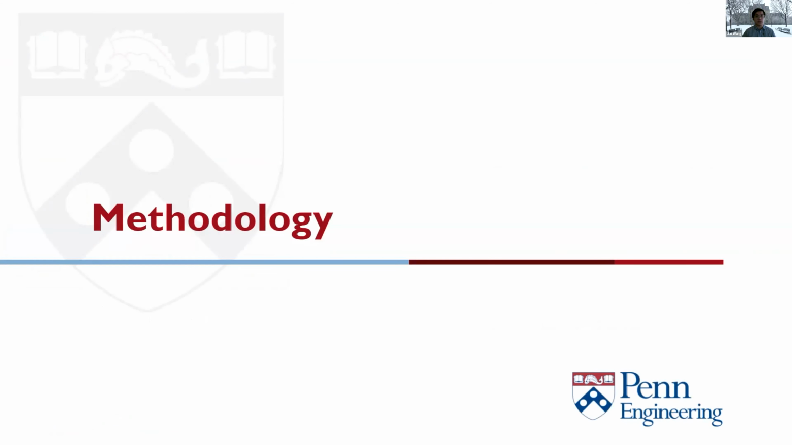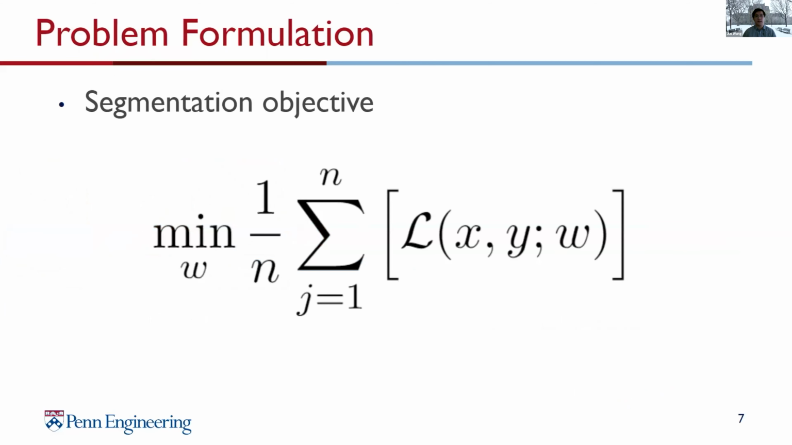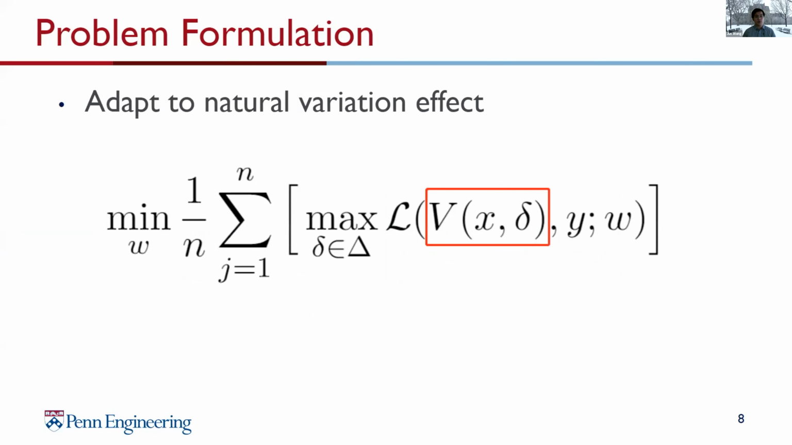Then I'm going to talk about the methodology being used in this thesis. First of all, the semantic segmentation objective is similar to most machine learning problems, which is trying to minimize the loss function incurred by the model output compared to the ground truth label. What we try to do in this thesis is adapt to natural variation effect by introducing a natural variation model, here denoted as V(x, δ). We can see here there is an inner maximization. The inner maximization is using the fact that we hope to make our model robust to different levels of natural variation effect. So during training time, we use the maximization to find the maximized loss. Here we believe this maximized loss is the worst case scenario of natural variation effect. And the outer minimization is still similar to the original machine learning problem, which is trying to find the optimal weights of the model.